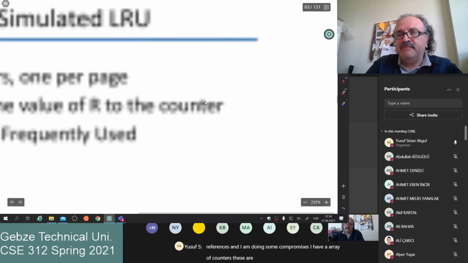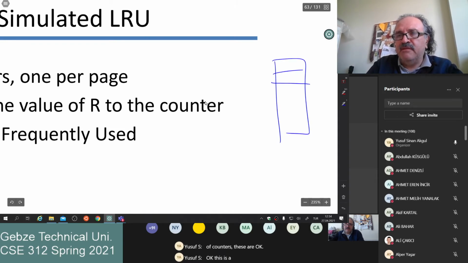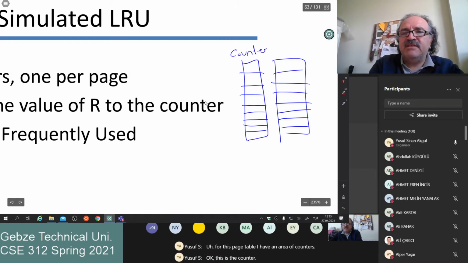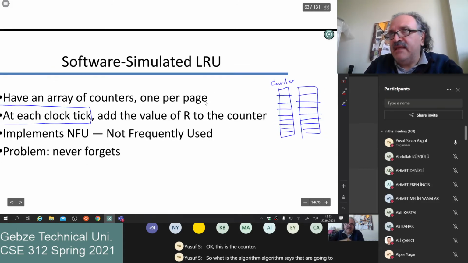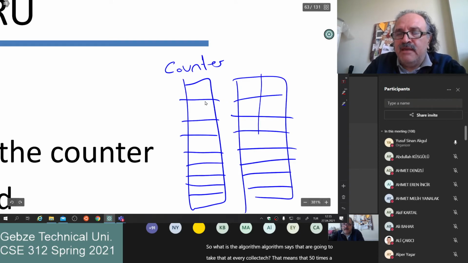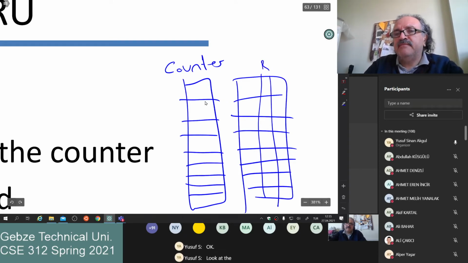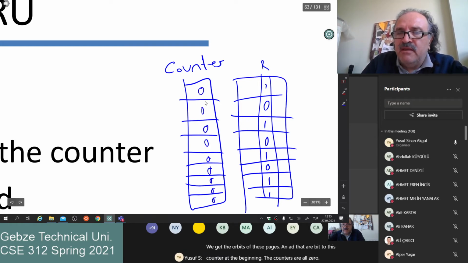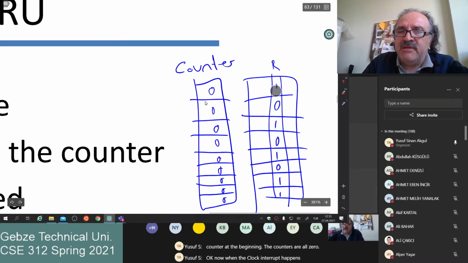This is a page table, and for this page table I have an array of counters. This is the counter. So what is the algorithm? The algorithm says that at every clock tick, that means 50 times a second, look at the R bits of these pages and add that bit to this counter. At the beginning, the counters are all zero. When the clock interrupt happens, I look at this R number and add it here. So this one becomes one. This is zero, this is one, this is one, this is one, etc.